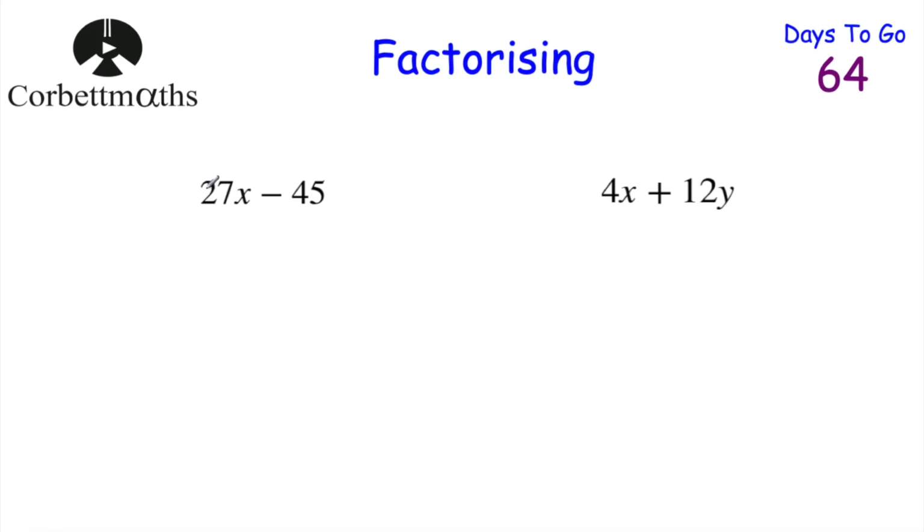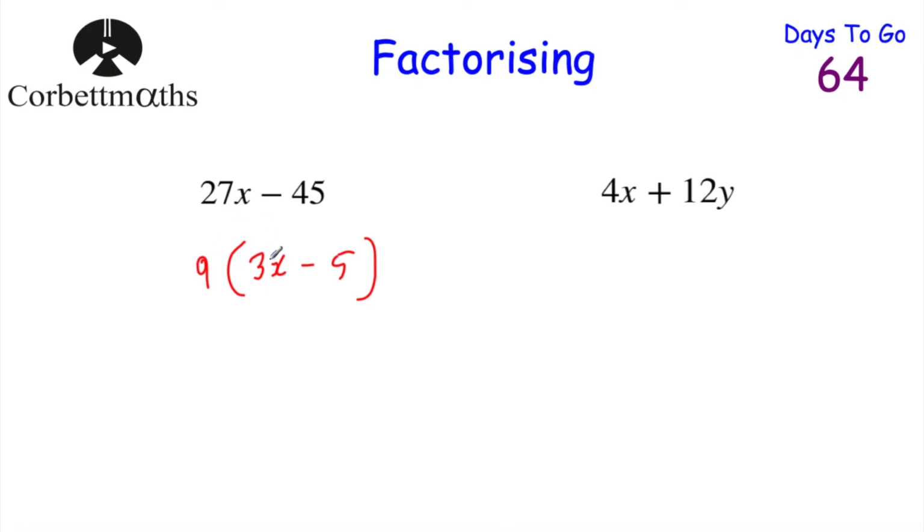Okay, so if I was asked to factorise 27x minus 45, I can see both of these are divisible by 9. So we're going to take 9 outside the brackets, and let's divide both of them by 9. So 27x divided by 9, well 27 divided by 9 is 3, so that'll be 3x, and then minus, and 45 divided by 9 is 5. So that'll be 9, brackets, 3x minus 5, close brackets.